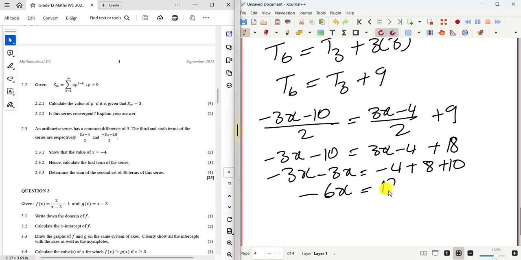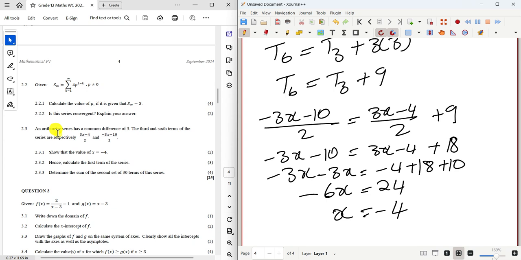Is it really 12? Let me see if I made any mistakes. 10, 4, 0, 9, 18. Okay, my mistake. It's 18. Thank you. So this is 28 minus 4, so this is 24. Therefore, x is negative 4. Indeed, we were able to prove this.